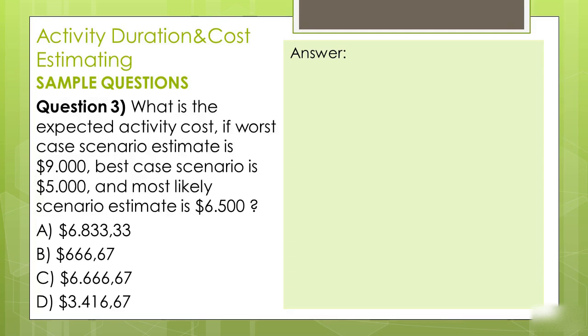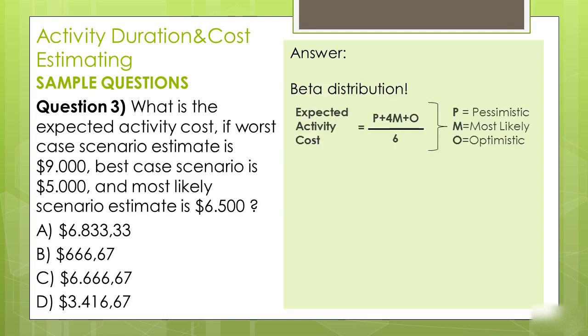Question number 3. What is the expected activity cost if worst case scenario estimate is $9,000, best case scenario is $5,000 and most likely scenario estimate is $6,500? First of all, we need to know what type of distribution it is. Okay, here's the trick. In the PMP exam, if it does not tell anything about the distribution type, always assume that it is beta distribution. If we go back to our question again, since it doesn't tell anything about the distribution type, we assume beta distribution. Let's remember the formula for beta distribution.